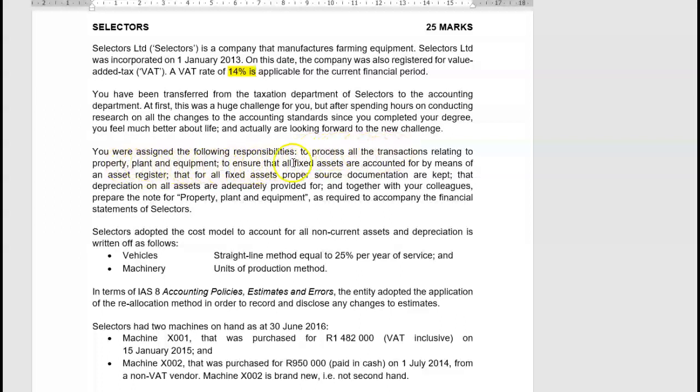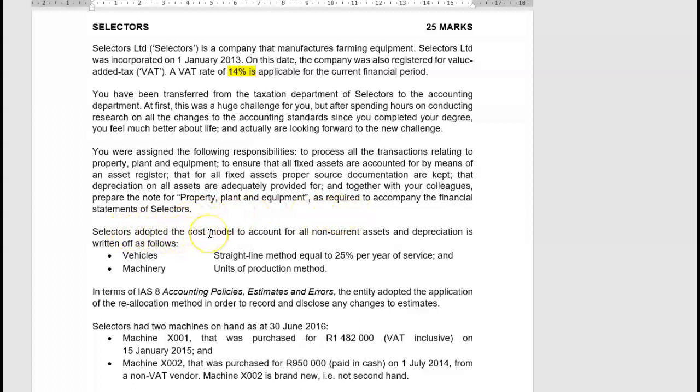You were assigned the following responsibilities: to process all transactions relating to property, plant and equipment, to ensure that all fixed assets are accounted for by means of an asset register, that proper source documentation is kept for all fixed assets, that depreciation on all assets is adequately provided for, and together with your colleagues prepare the note for property, plant and equipment as required to accompany the financial statements of Selectors.